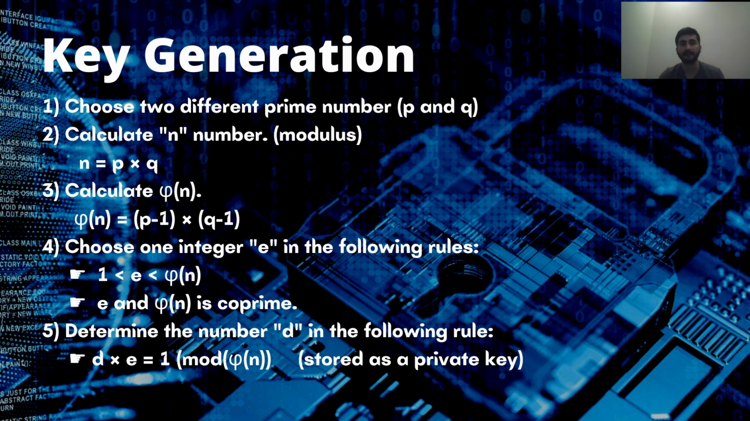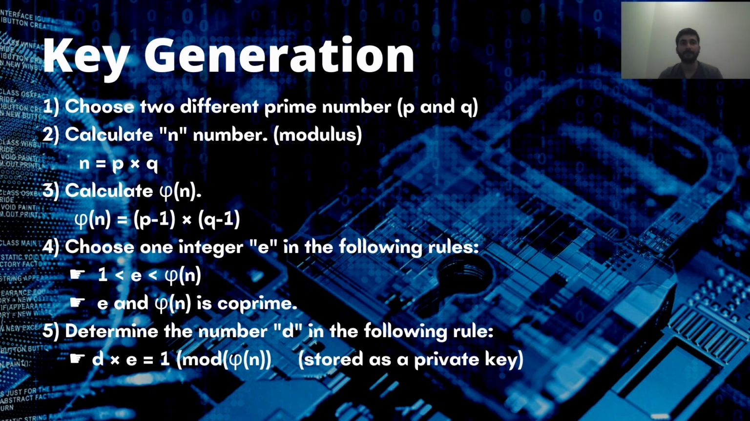Step 3. We calculate the totient number. Totient equals (P minus 1) times (Q minus 1). Step 4. We will choose one integer and call it E. But this number we choose should follow these rules. Rule 1. 1 is smaller than E and E is smaller than the totient number. And E and the totient are co-prime. And our E number is the public key.